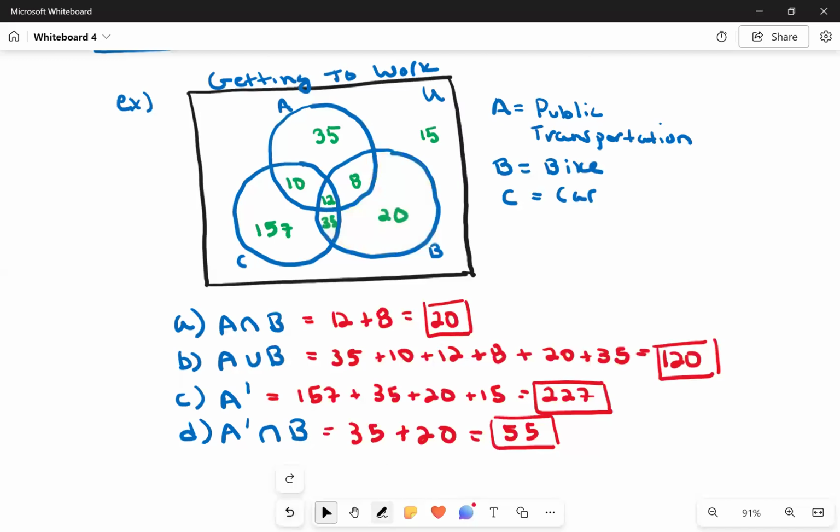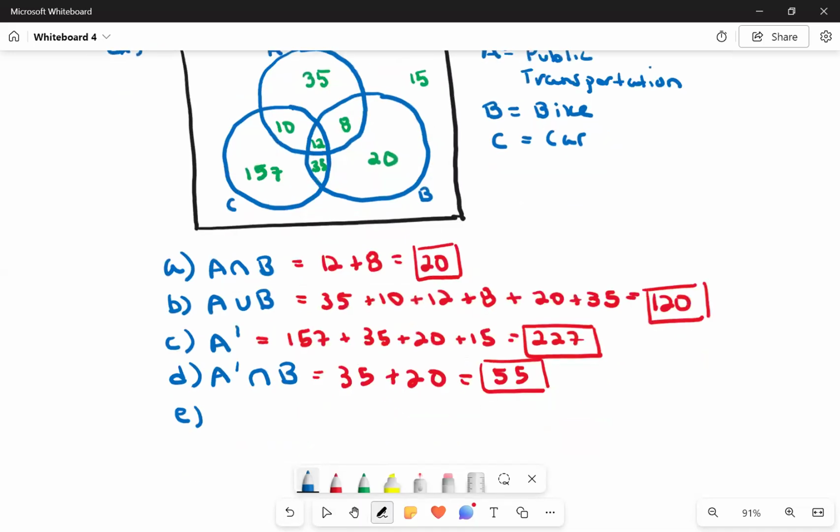Okay, moving on. Part E. A intersect B intersect C. So all three of them intersected. Well, that's kind of nice. That's basically where all three of them overlap, what all three sets have in common. And thankfully, that's super easy to see. It's the little center of this. It's 12.